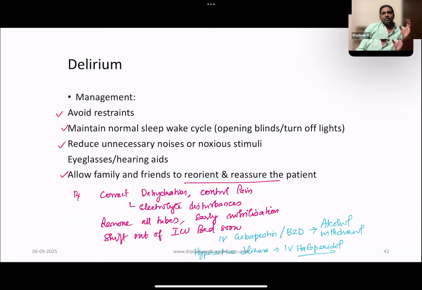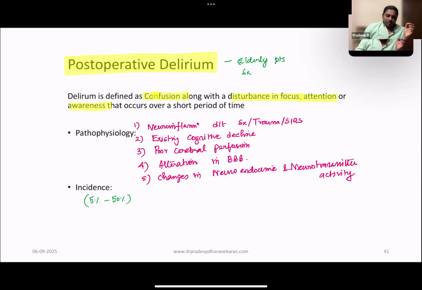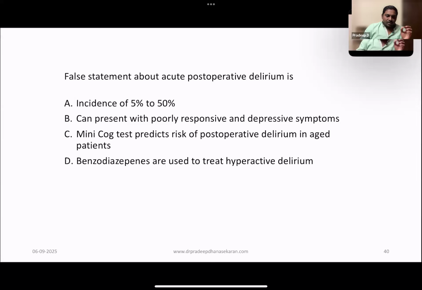If it is hyperactive delirium, you need to give IV haloperidol. If the delirium is due to alcohol withdrawal syndrome, you can provide diazepam. So can I answer this question? The false statement about acute postoperative delirium: incidence 5 to 50%, that is true. Can present with poorly responsive and depressive syndrome, that is hypoactive delirium, that is also a true statement. Mini-Cog test predicts the risk of postoperative delirium in aged patients, that is also true.